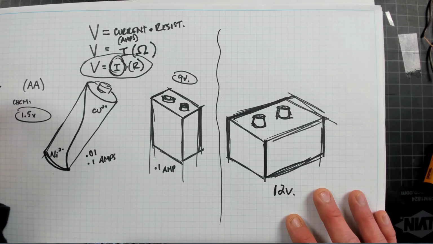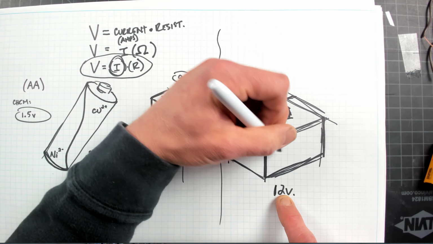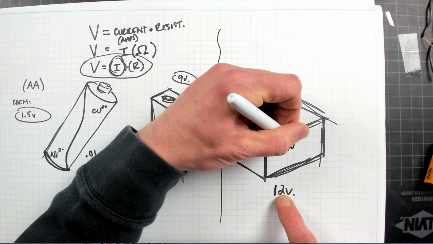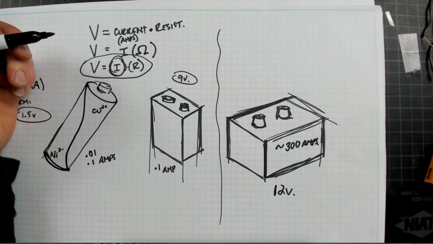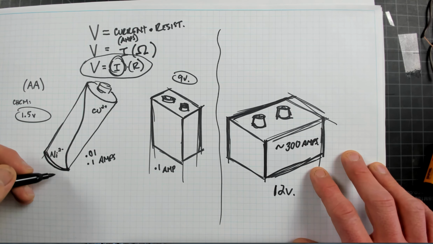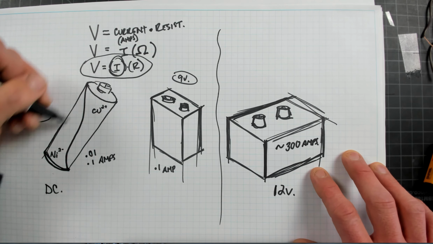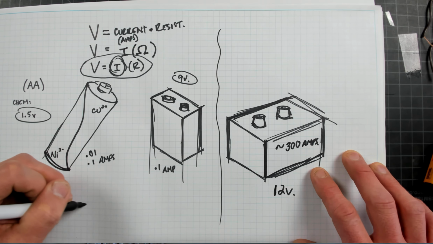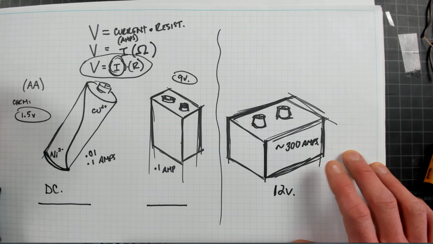0.1 of an amp. But the current going through a 12-volt battery inside of a car can be approximately 300 amps. Wow, right? That's the major difference here. 300 amps. Now, a regular battery here is DC current. It's going to be DC, which means that electricity is moving, you could say, directly or in a straight line. Same thing with a 9-volt battery, moving directly in a straight line.